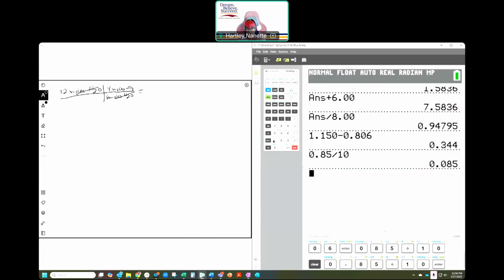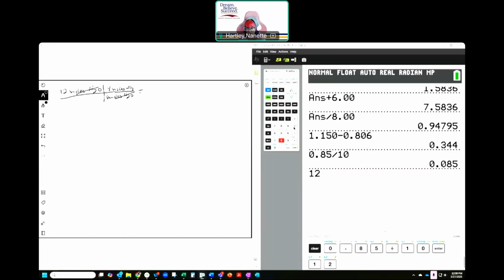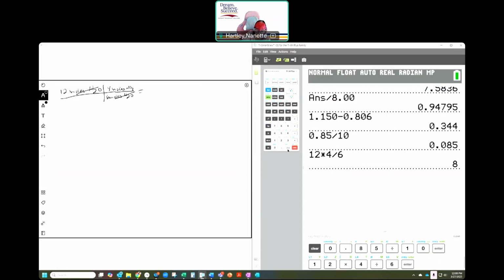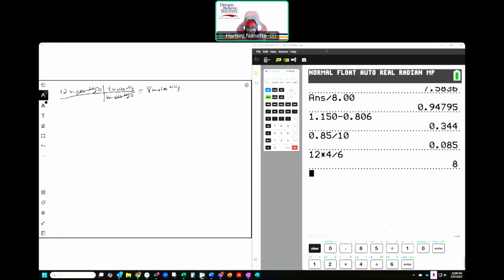And so I have 12 times 4 divided by 6. Now I could do some simplification, I understand that. I don't trust myself to do it. So I know that that is 8 moles of NH3 that are required to do that. And so that's the answer that I'm going to put.